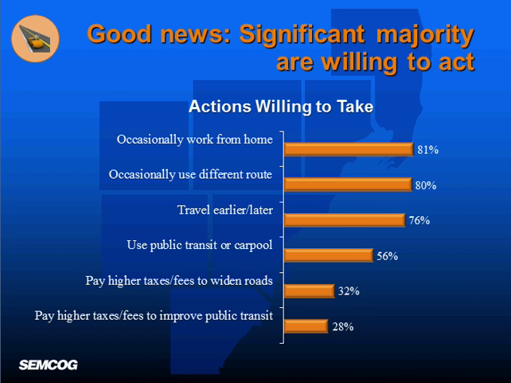Another thing is that they are more willing to change their habits or their behaviors than they are to pay more money. So in order to address some of the congestion out there or some of the other issues, they are more willing to either work from home or potentially take less congested roads to work rather than paying higher taxes or fees to widen those roads.